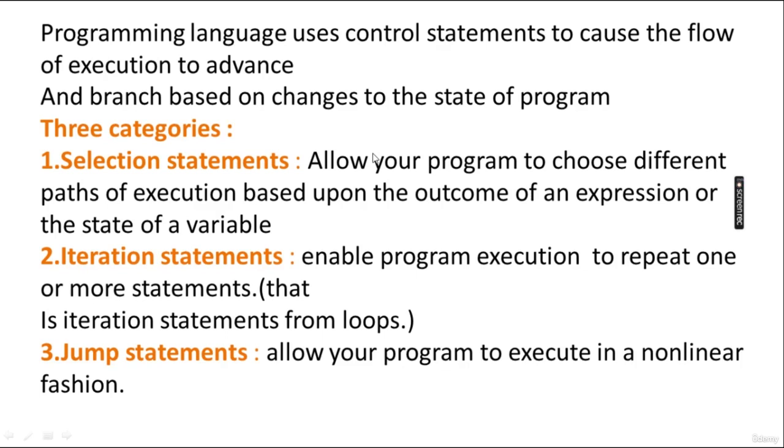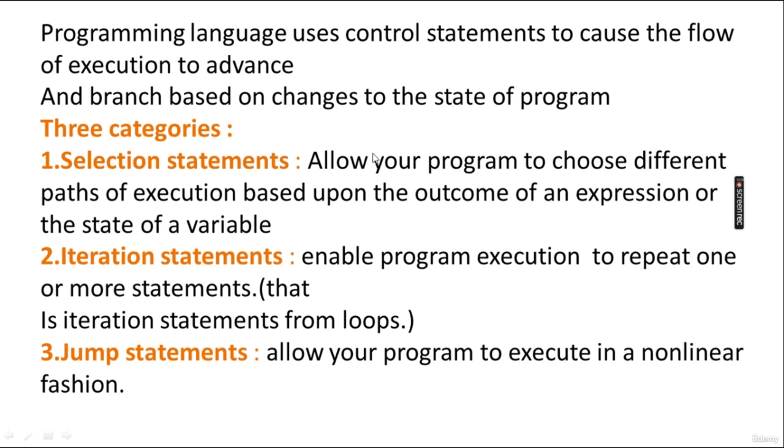Selection statements allow your program to choose different paths of execution based on the outcome of an expression or the state of a variable. For example, if that particular condition is true, then this will be executed, otherwise that will be executed. Then iteration statements enable program execution to repeat one or more statements, like a for loop. The same block of code will be executed again and again for the specified number of times. That is iteration statements, or loops.